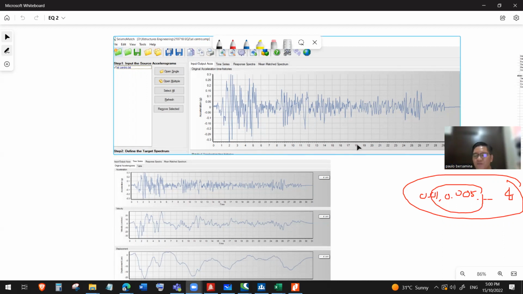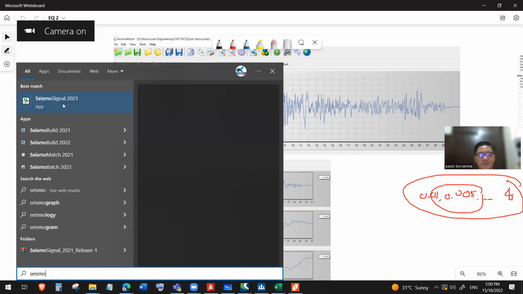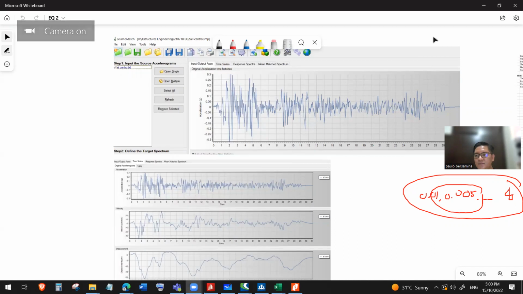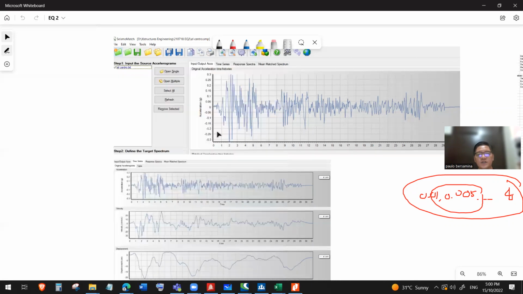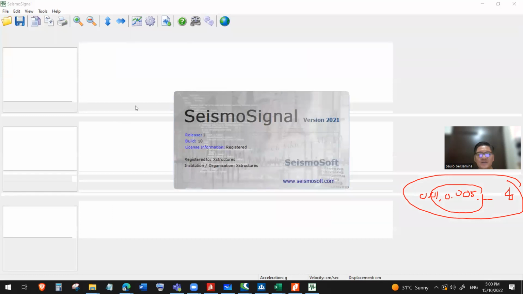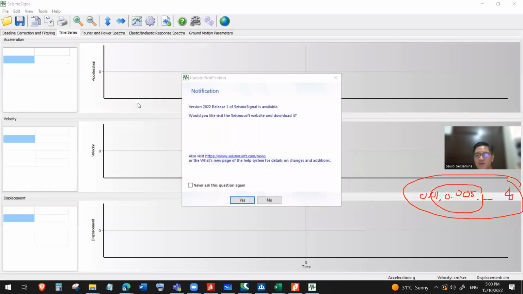Now, there's software available to quickly come up with the response spectra. This is SeismoSignal. Sorry, I don't know if my SeismoSignal still works. Of course, it's provided by extractors, but you can download it, and there's a 30-day trial if you like.